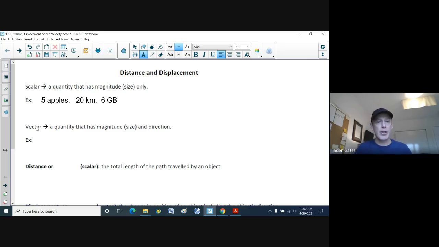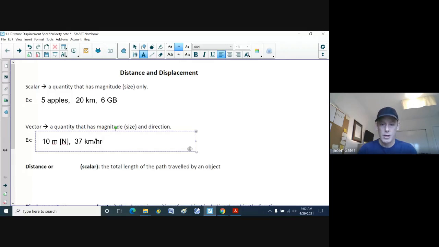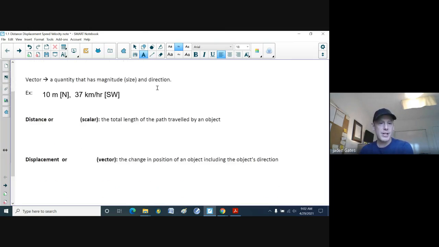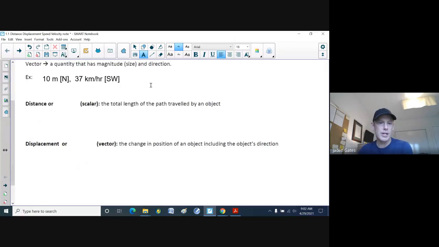Now, the other thing is that you can have what's called a vector. That is a quantity that has size, but it also has direction. So if you're talking about something like going 10 meters to the north, or there's a wind that is 37 kilometers an hour, maybe southwest, those are examples of vectors, because not only do they have size, but you also need to know direction. Where that comes into play for us in physics is when we talk about distance and displacement.